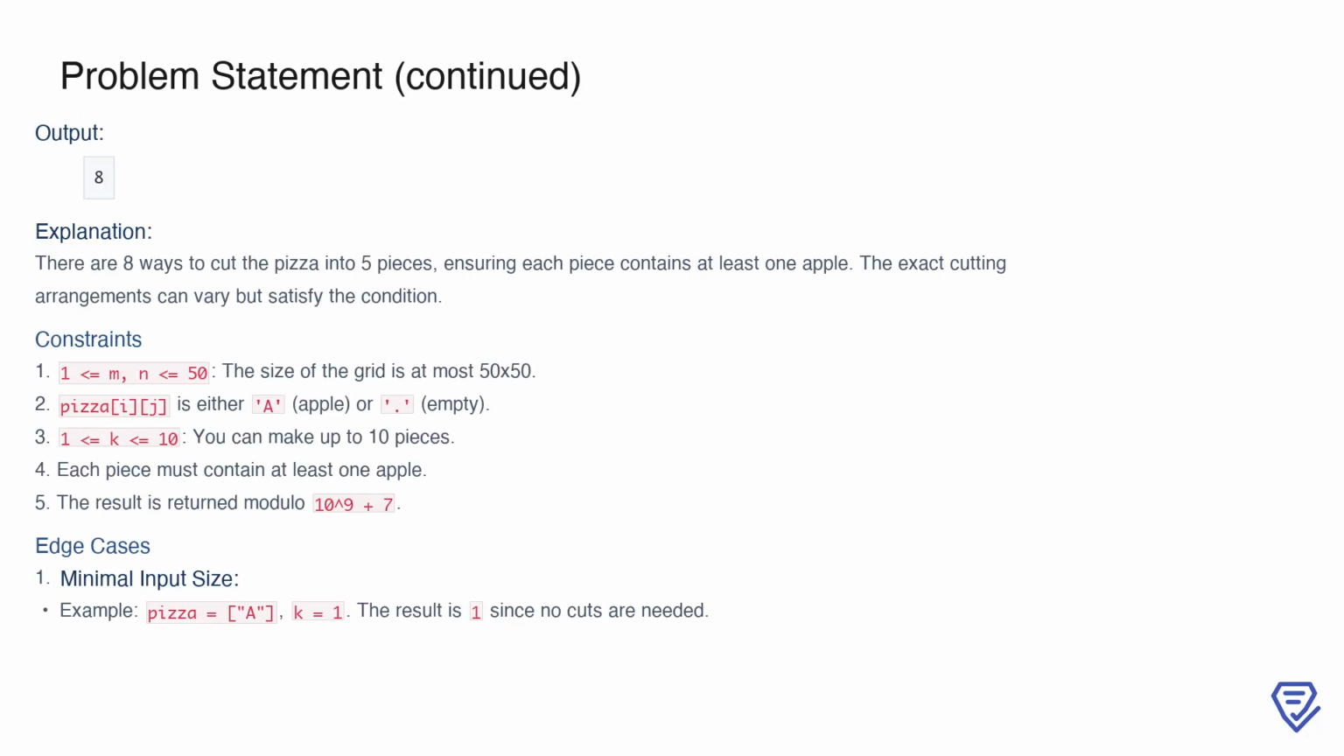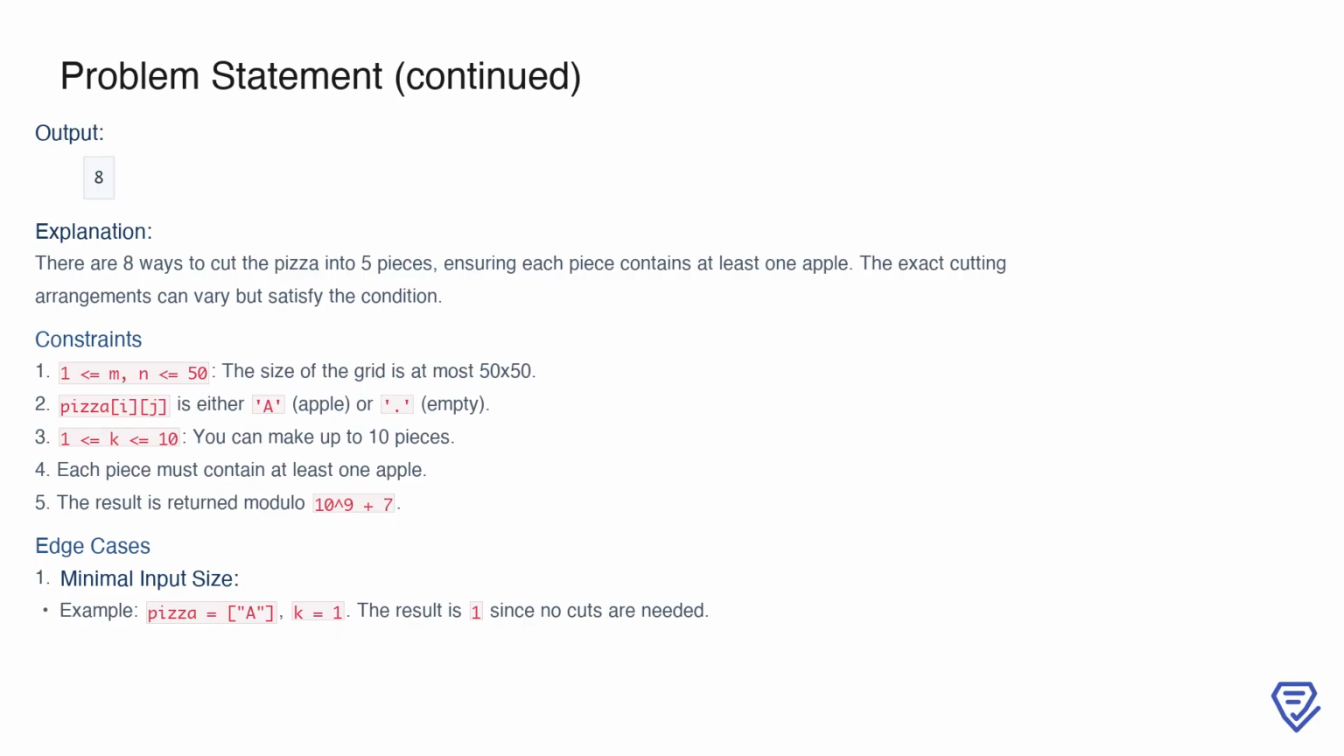To understand the constraints, let's consider the size of the pizza and the rules for cutting. The grid can be as small as 1 by 1 or as large as 50 by 50, and each cell in the grid is either an apple or empty. You can make up to 10 cuts, as specified by the maximum value of k. Importantly, every piece must contain at least one apple, so you cannot make invalid cuts that leave any piece completely empty. The result must be returned modulo 10 to the power of 9 plus 7 to handle large numbers.